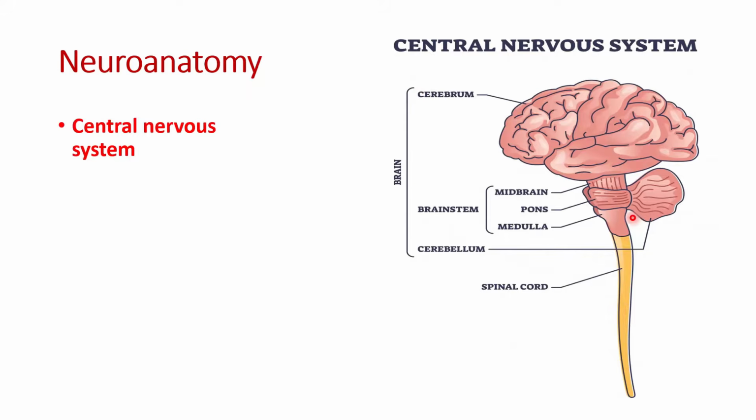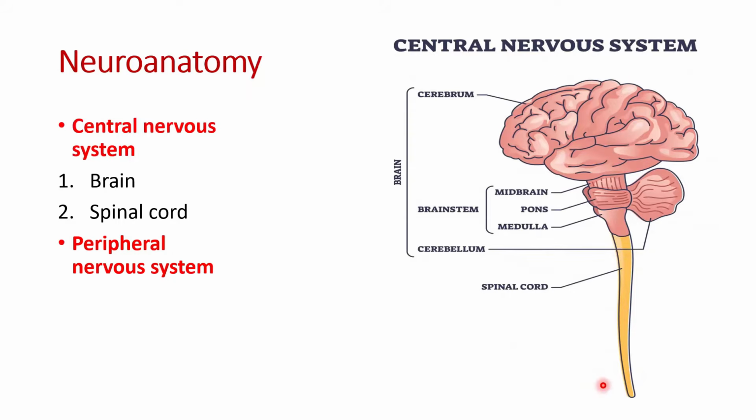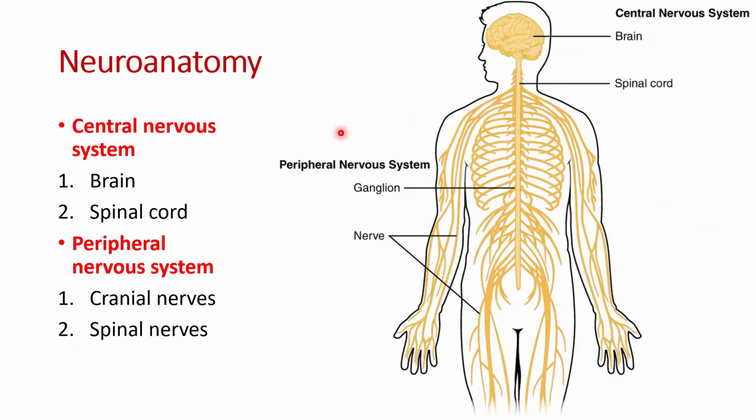It will comprise of the brain and the spinal cord. You can see that there. So that's the brain and the spinal cord. Then you have the peripheral nervous system, which will contain the cranial nerves and the spinal nerves, as you can see in this.